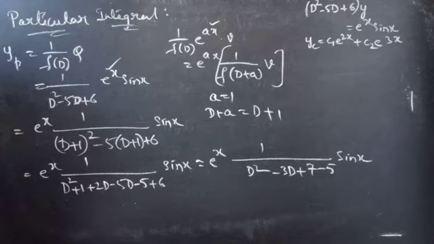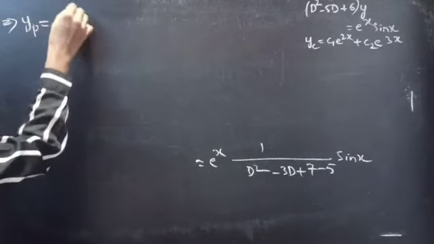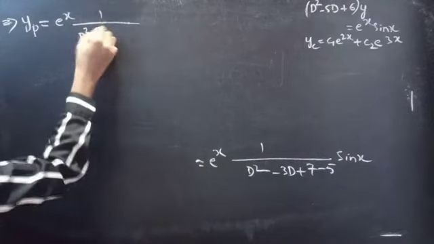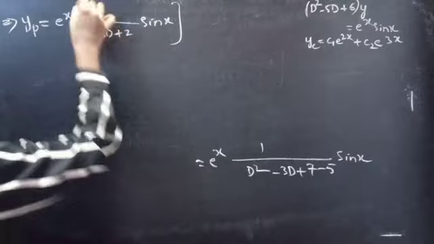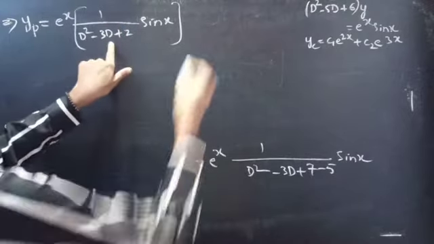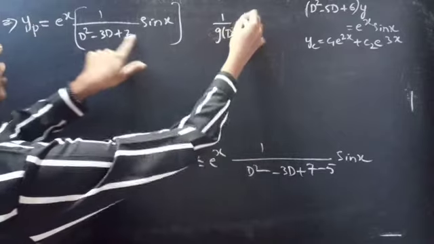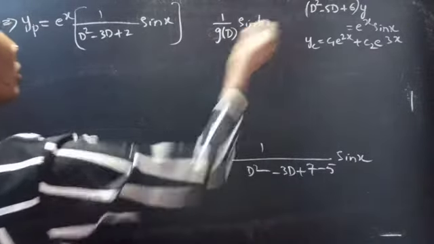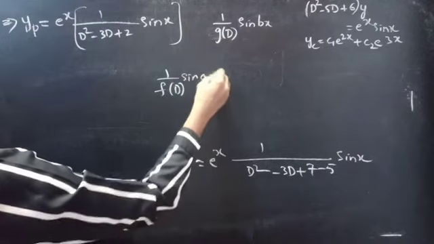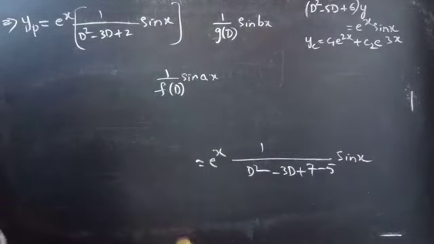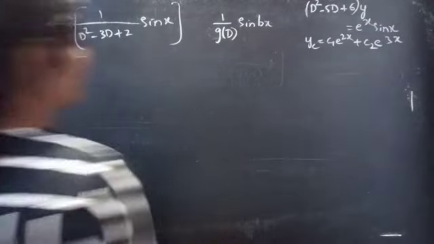Right? Then yp becomes e^x into 1 by D² − 3D + 2 into sin x. So this is 1 by some function of D into sin bx form, right? Or the known form 1 by f(D) into sin ax. We have already used this, right? So we'll use the procedure of 1 by f(D) into sin ax here.